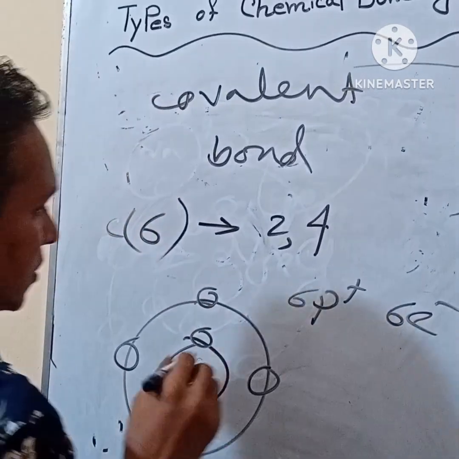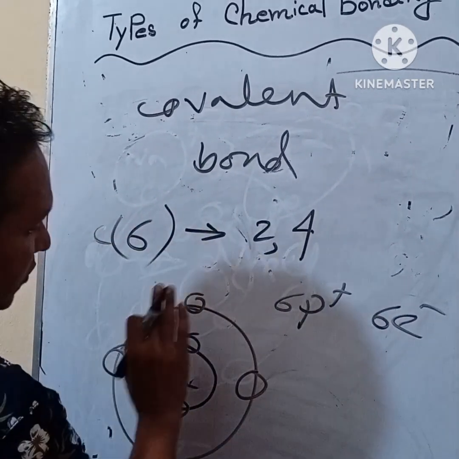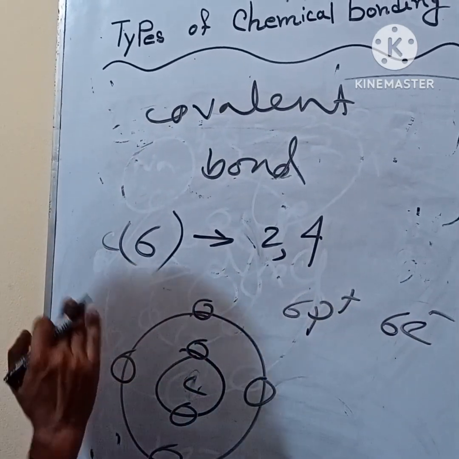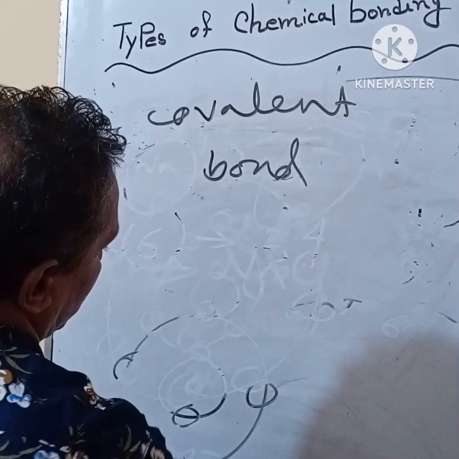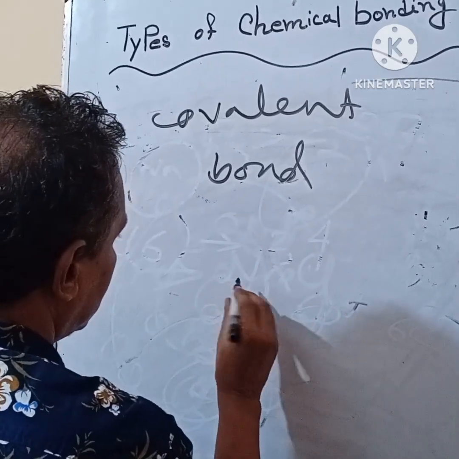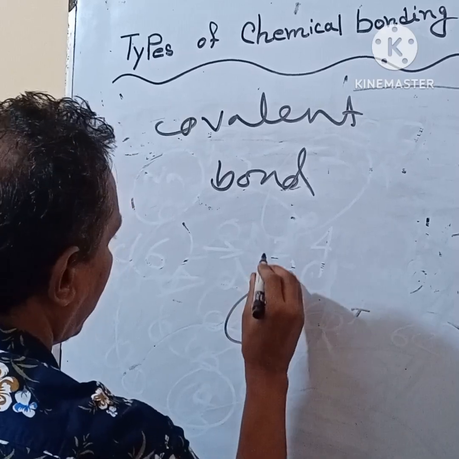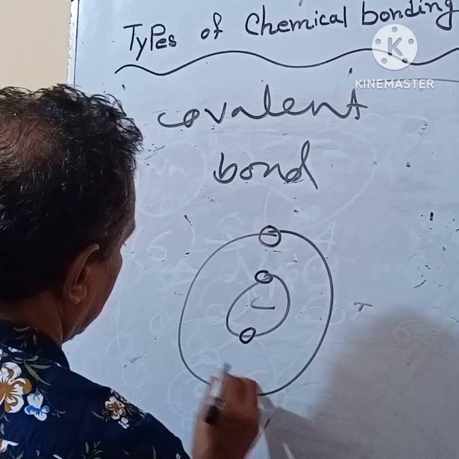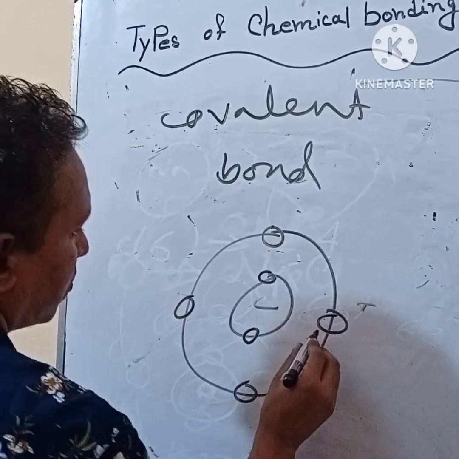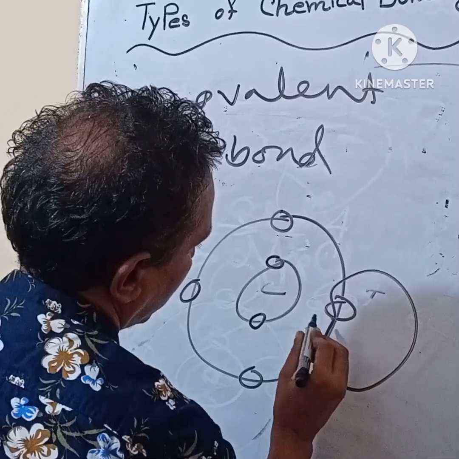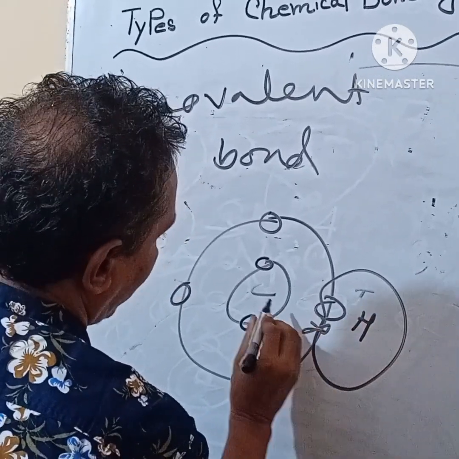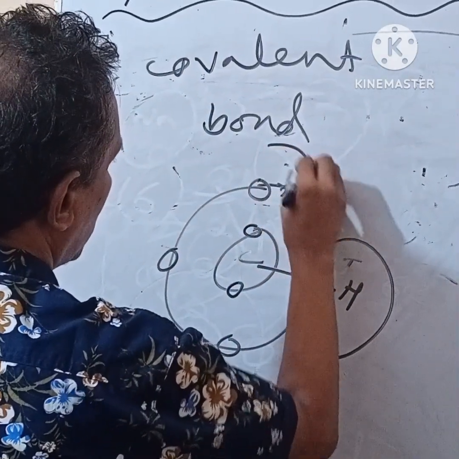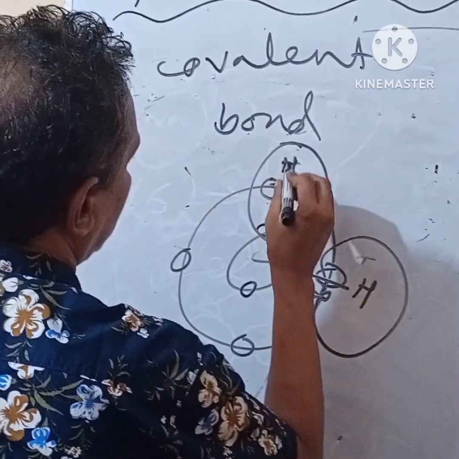Now, to reduce 4 electrons is very tough for carbon. So carbon just shares 1 electron with hydrogen, a carbon hydrogen bond. 1 electron, carbon hydrogen bond.